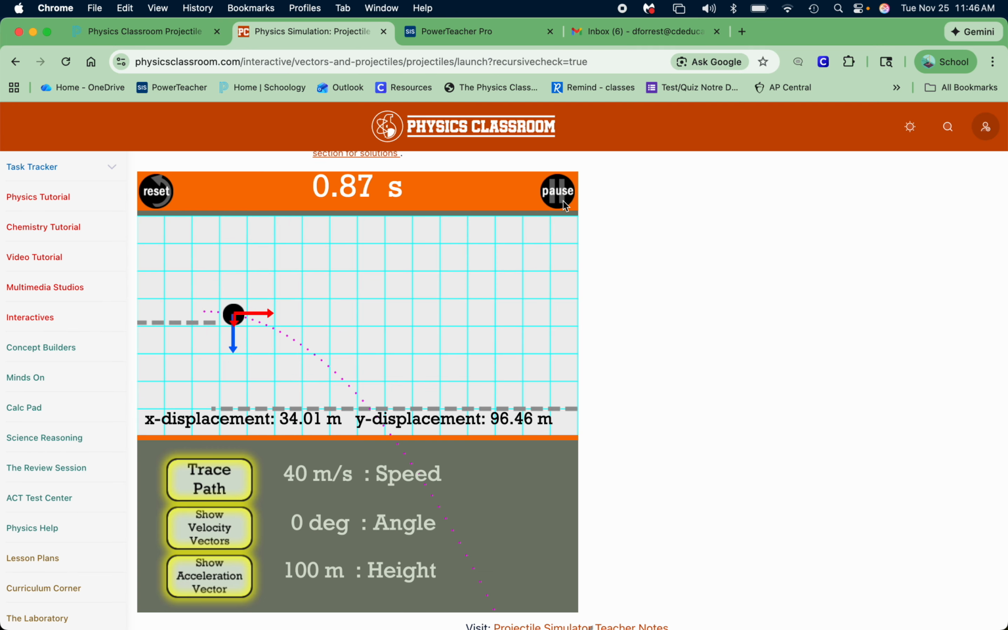When you go to part 2, now it's looking at things that are launched at an angle. And so for part 2, we're going to end up setting this at 60 meters per second initially. We're going to have this at 0 meters on the ground. And then we're going to have this at 60 degrees.